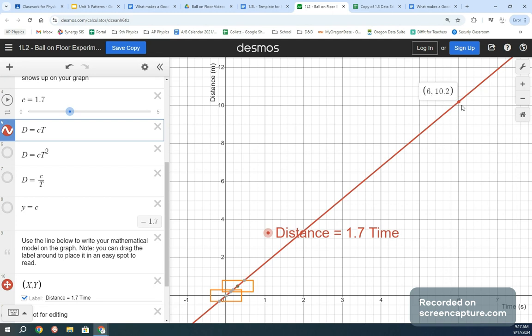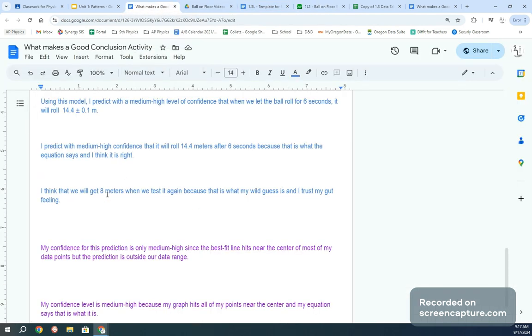So we didn't have to do any math there. We could have plugged in 6 for the time. 1.7 times 6 is 10.2. But Desmos can solve that for us just by scrolling up and down here. So that would tell us what our prediction was. When we're making our prediction, we could change that value there to the 10.2 that we would get from Desmos, allowing it to fit our actual data.